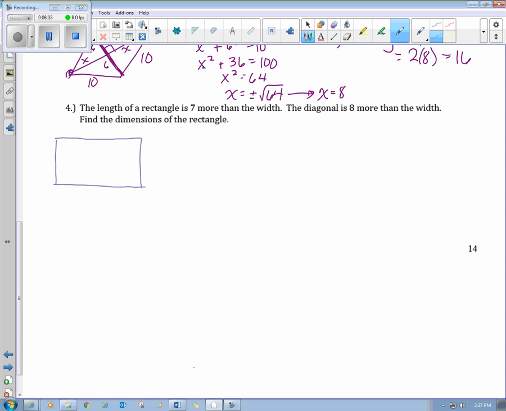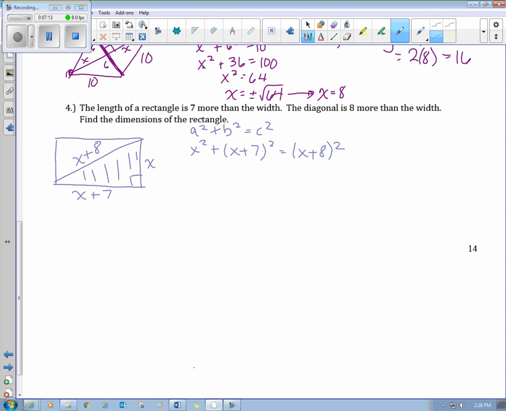So this question says that we have a rectangle, and the length of the rectangle is 7 more than the width. So I don't know the width, but the length is 7 more than that. And the diagonal is 8 more than the width. So x plus 8. Remember, the rectangle does have a right angle. So if I focus on this triangle, it's a right triangle, and I have representations for all 3 side lengths. So I'm going to use a squared plus b squared equals c squared. So x squared plus x plus 7 squared equals x plus 8 squared.